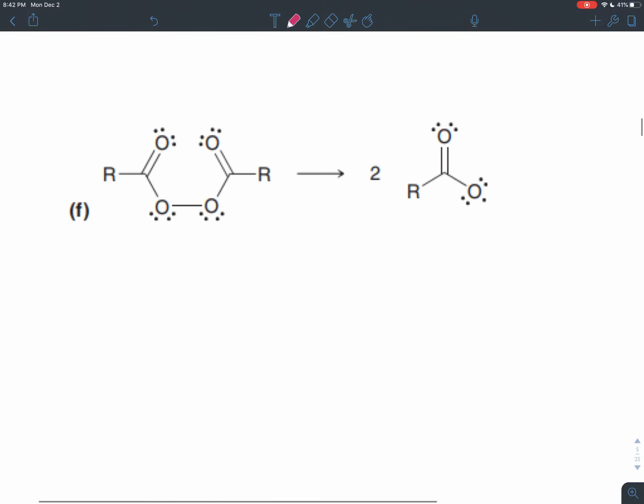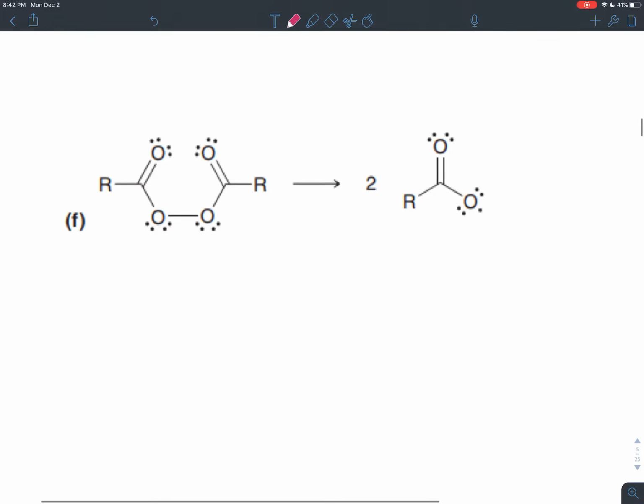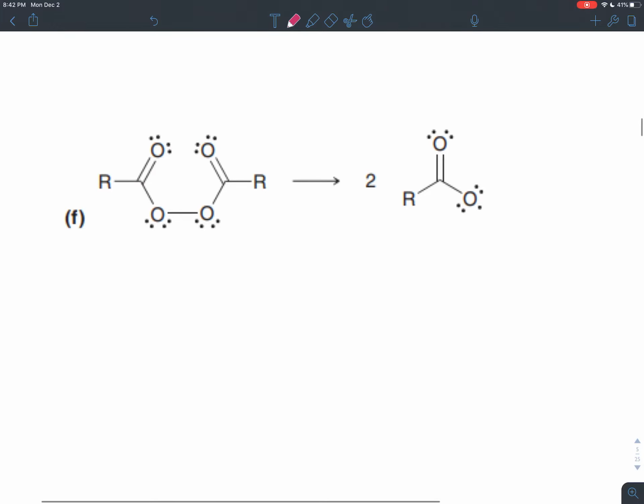Okay, let's try F. I think this is the last one for this exercise. After this, we'll move into full mechanisms after we have sort of mastered the skill of drawing these fishhook arrows, or at least practiced this skill. So what we see is we have a peroxide. We have a bond between two oxygens. That's a lot of oxygens to have a bond. It's an unstable bond, the bond between two oxygens. It only takes a little heat or light to break that bond apart.